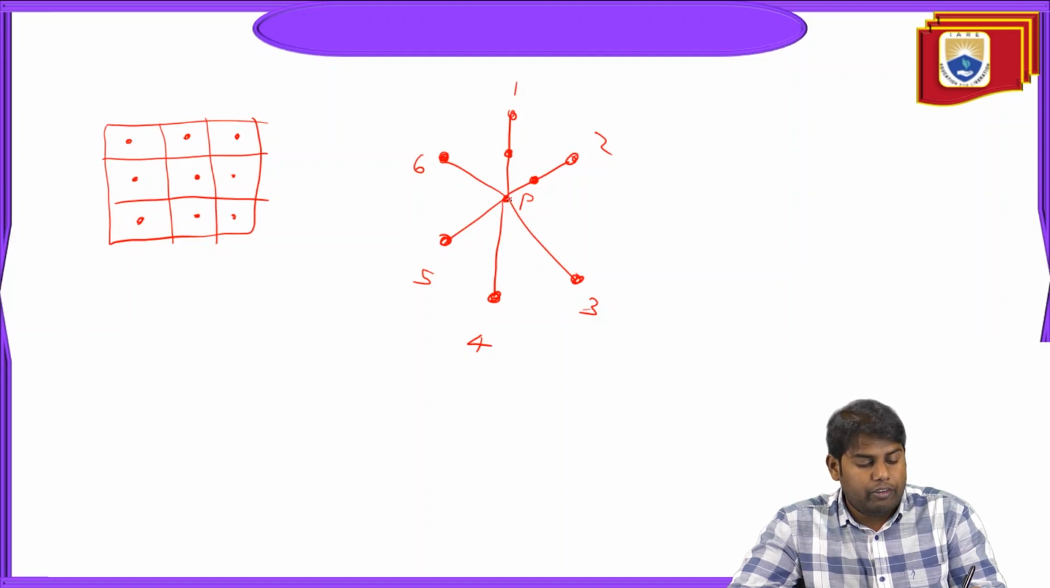We will take the midpoint between P and 1. So this one. We will take the midpoint between P and 2. This one. We will take the midpoint between P and 3. Let's say this one. We will take the midpoint between P and 4. This is one. We will take the midpoint between P and 5. This one. We will take the midpoint between P and 6. This one. We will draw the imaginary volume. So this is one approach.